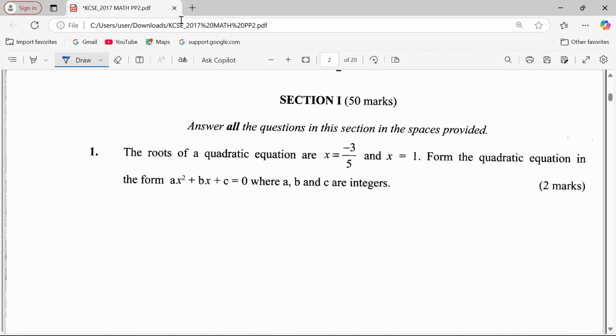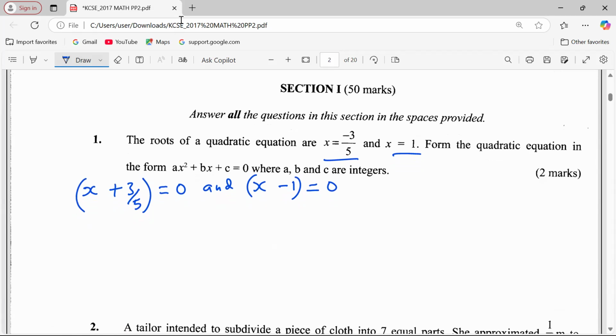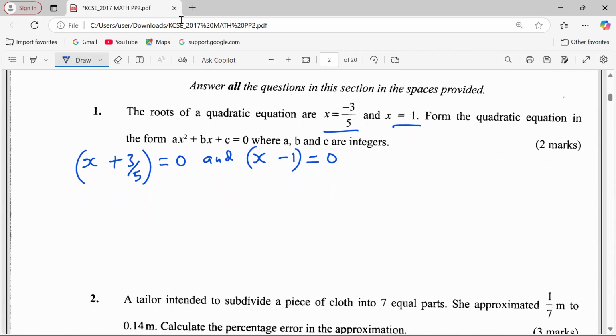So we're going to use the factorization approach, whereby, because we are already given the roots of x, then just before concluding that x equals -3/5 and x equals 1, there must have been a step which previously is x plus 3/5 equals 0, and also x minus 1 equals 0. That is the step just before getting the exact roots.